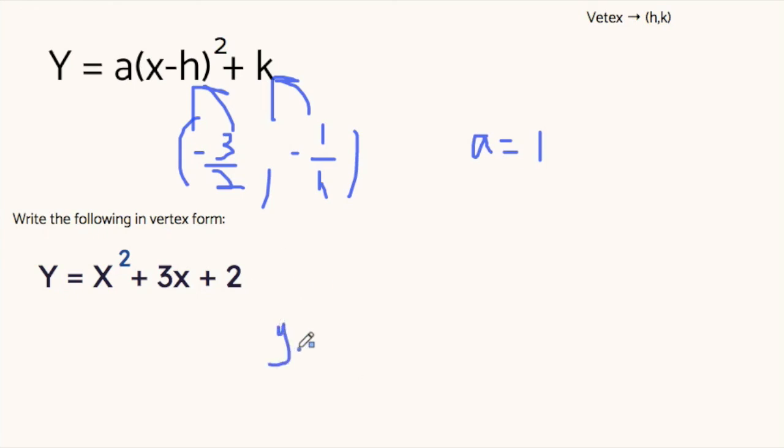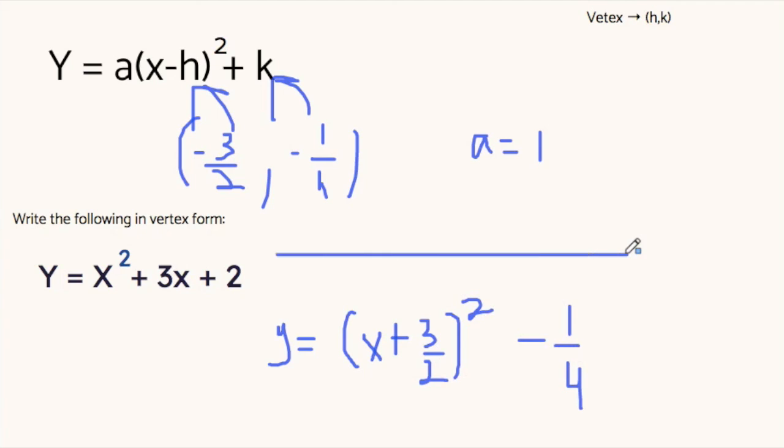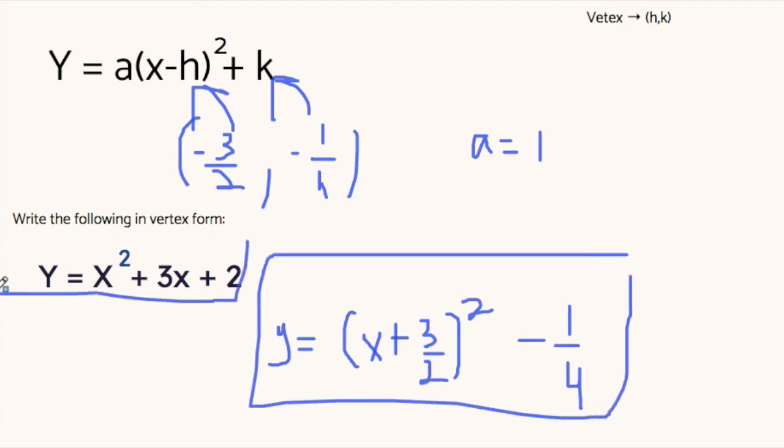So y equals, now 1 times any number still gives you that same number, so it doesn't have an effect. So we can just skip that and write in the parentheses straight away: x, negative negative makes a positive, 3 over 2, squared, negative 1 over 4. And that is the vertex form of this equation.